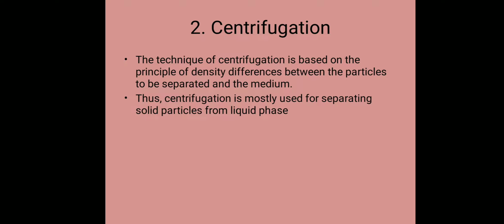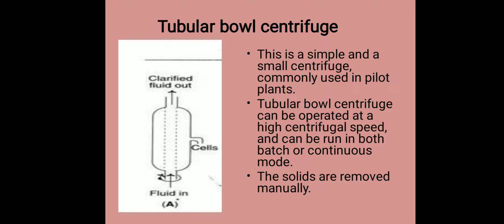Now, we will move on to the different types of centrifugation. Usually, the centrifuge that we use in the lab is different from the centrifuge that we use in industries, because the capacity required is different. In industries, the amount of product formed is very high. That is why the type of centrifuge that we use will also differ.